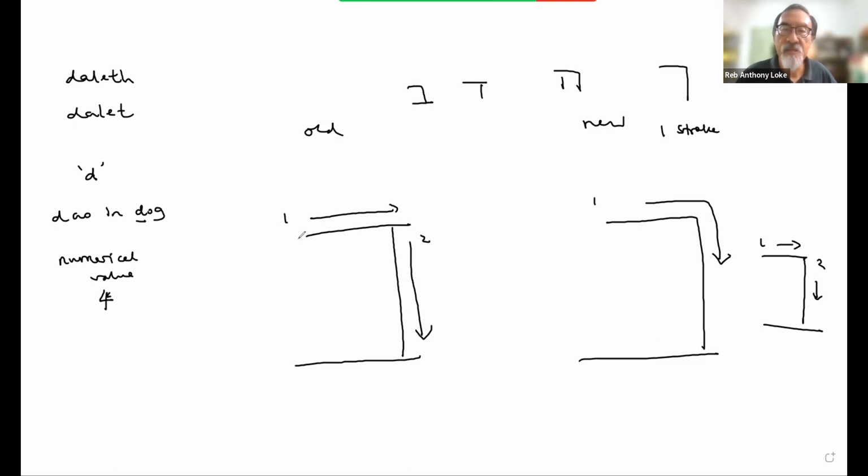Okay. So we have learned four: Aleph, Beth, Gimel, Daleth. And then take the fifth one, Hey. And this is your H, H as in hat. So same sound as our English sound. Numerical value, this time will be 5.